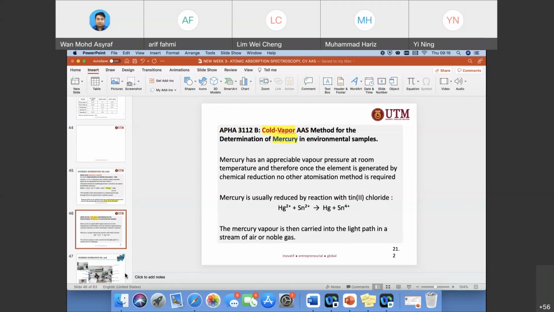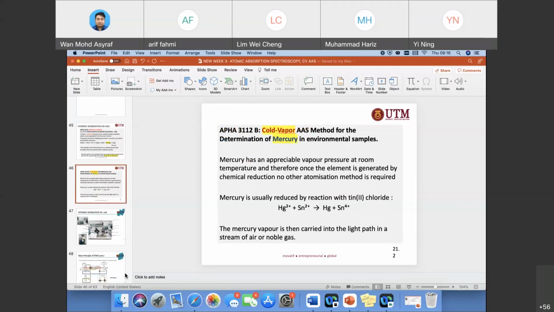All right. So the most specific one in this case is cold vapor AAS, which is only for the determination of mercury. All right. So basically, you need to know what makes mercury special, such that it can be applied only with cold vapor. Okay, so you need to know about that.